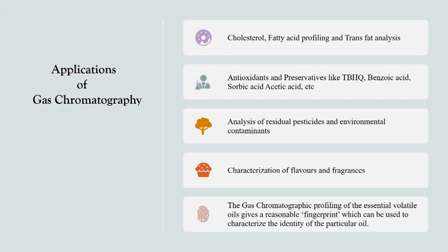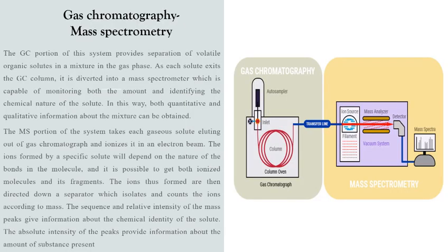Next is one of the widely used techniques called gas chromatography with mass spectrometry. The GC portion of the system provides separation of the volatile organic solutes in a mixture in a gaseous phase. As each solute exits the GC column, it is diverted into a mass spectrometer, which is capable of monitoring both the amount and identifying the chemical nature of the solute. In this way, both quantitative and qualitative information about the mixture can be obtained.